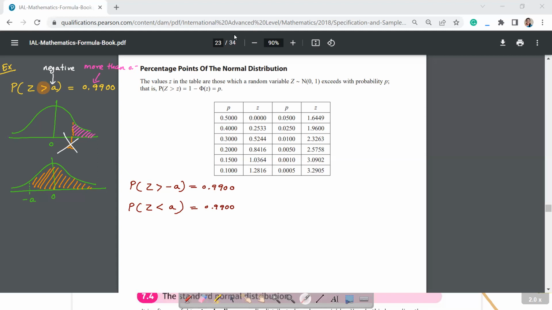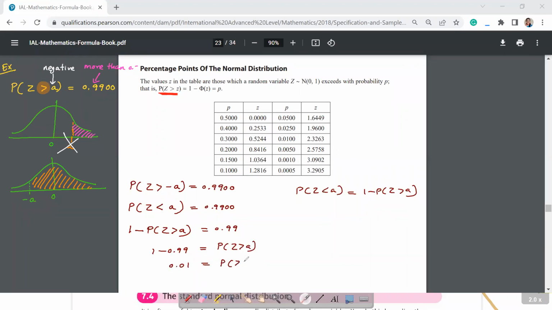In the second table, though, the areas are for Z greater than. So how do you convert to Z greater than? It's one really small step. Probability Z less than A is equal to 1 minus probability Z greater than A. That's all, this is the way you convert. So this is equal to 0.99. Now do the subtraction: 1 minus 0.99 is equal to probability Z is greater than A. 1 minus 0.99 is 0.01.